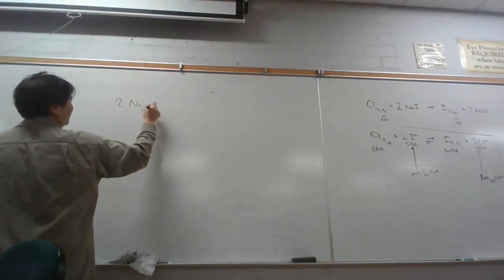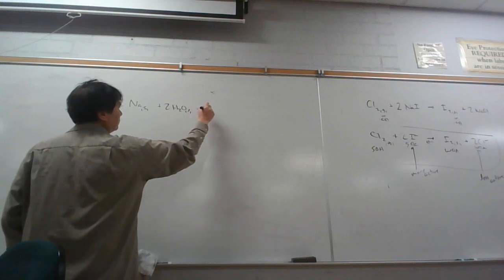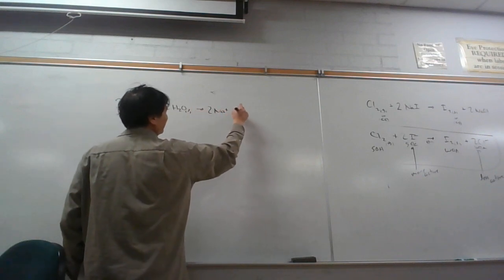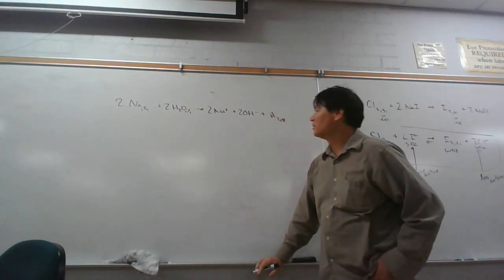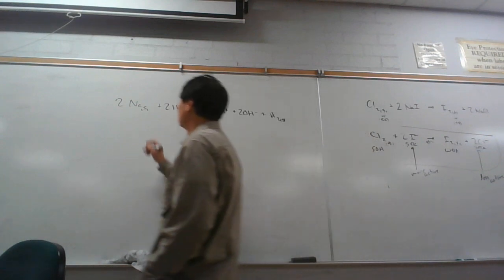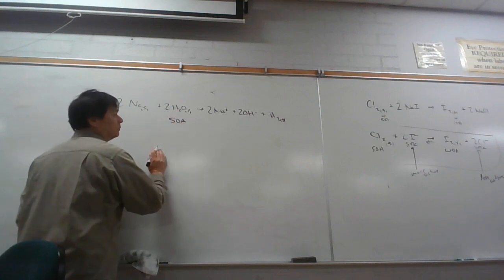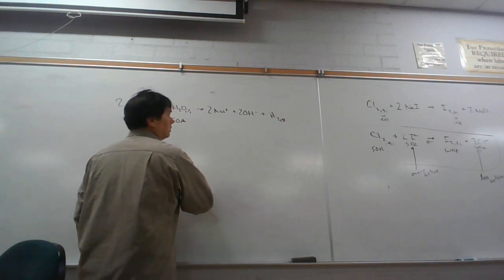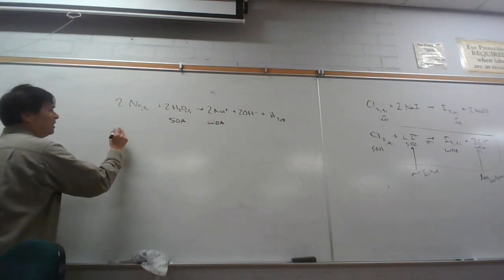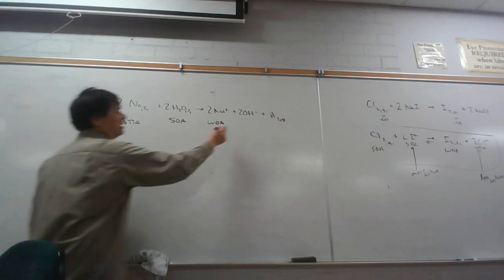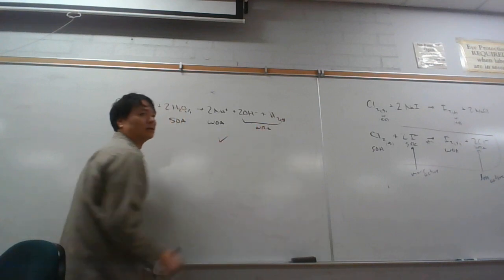2 solid sodiums plus 2 water forms 2 sodium ions plus 2 hydroxide ions plus hydrogen. Okay, driving force? Strong oxidizer. Okay, which one's the oxidizer? Water. Stronger oxidizer to, which one's the weaker oxidizer? Sodium ion? Okay. And that must mean that sodium metal is a stronger reducer than hydroxide and hydrogen. Okay. That's correct. That's good.